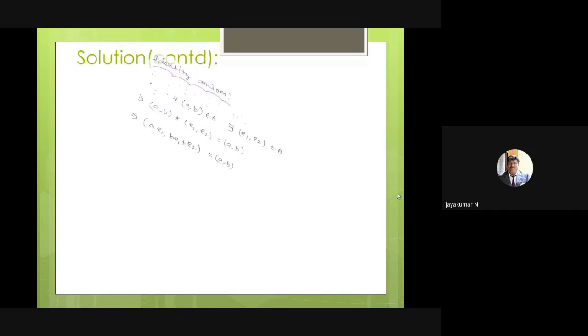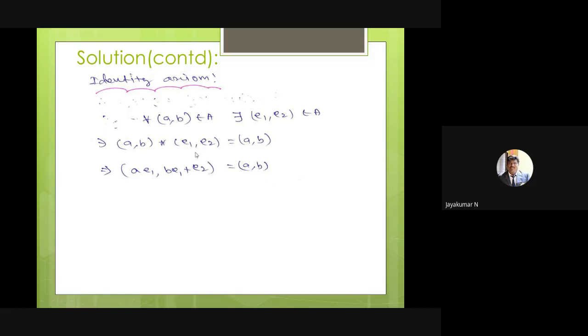So for the identity axiom, always consider choosing any element in A. Here you have to write: let E1, E2 be the identity element in A. Don't write it in any other way. We have to prove that E1, E2 belongs to A. That is our ultimate aim.